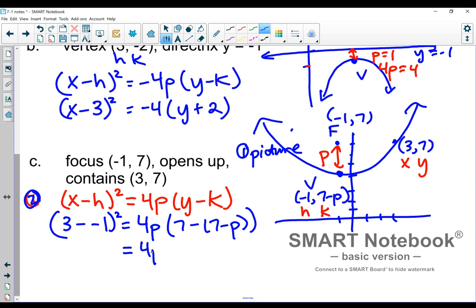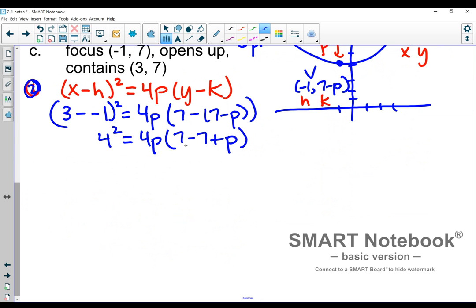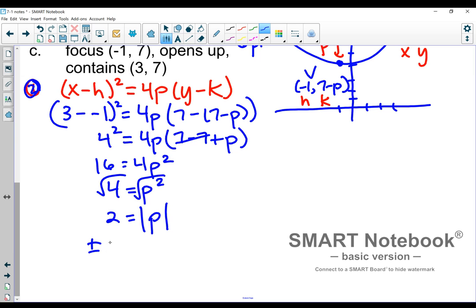So now I have 4p times (7 minus 7 plus p), and this will be 4 squared. Let's see, so on the left we have 16, on the right we have 4p times p, so 4p squared. So 4 is equal to p squared, and then square root both sides. So 2 will be the absolute value of p. Don't forget about absolute value. So plus or minus 2 will equal p.